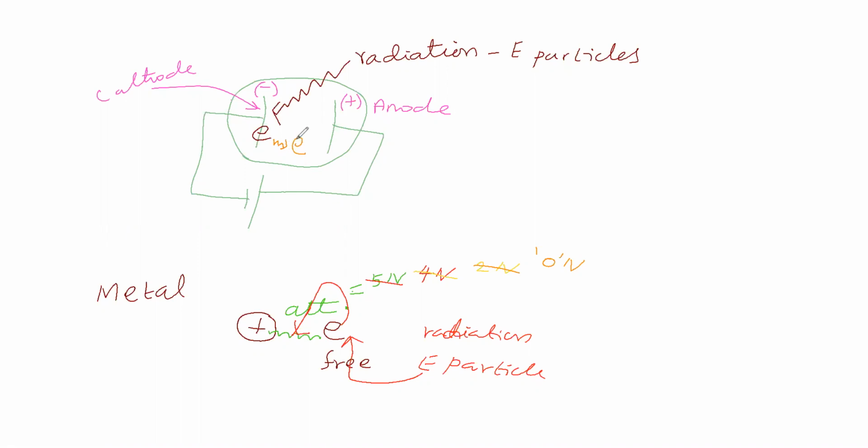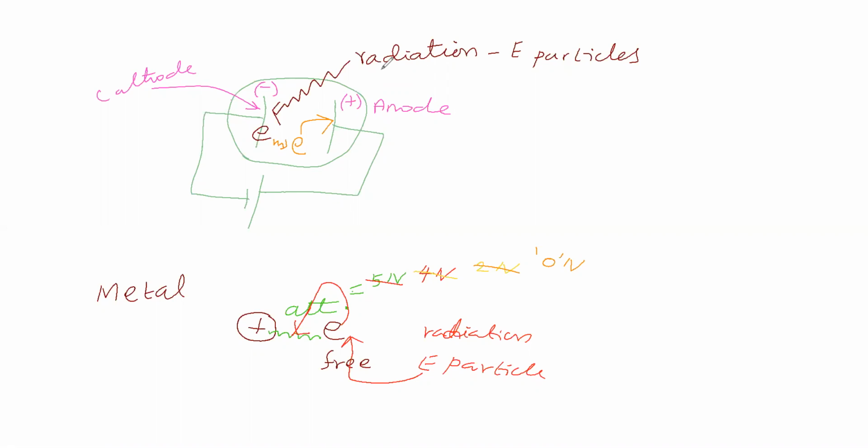Will it go to the anode? Will it go to the cathode? Or will it be at rest, or move randomly? Where will that electron go? It will go to the anode. So the electron which came out from the cathode will move towards the anode.